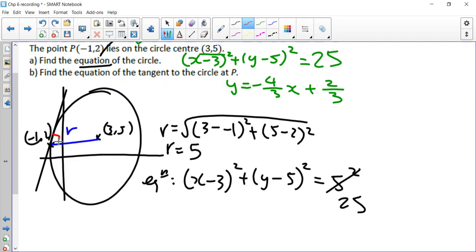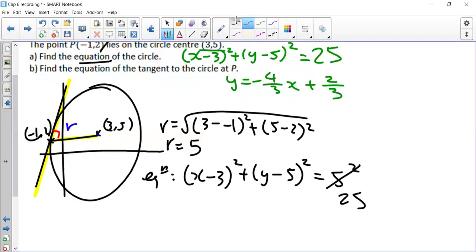Right. So what I know is if I can work out the gradient of the radius, then I can work out the gradient for the tangent as well because they're perpendicular. So what I need is, okay, part B.